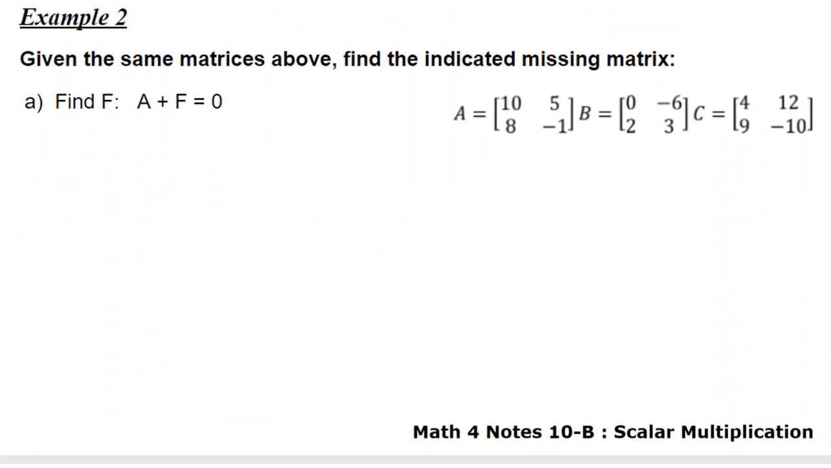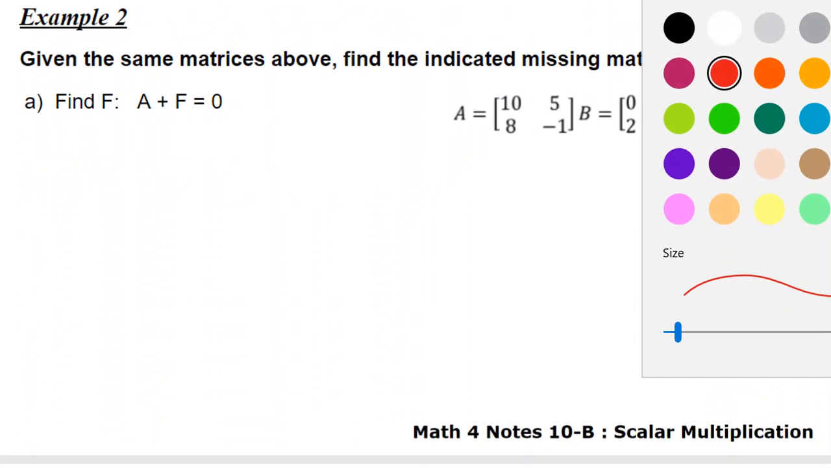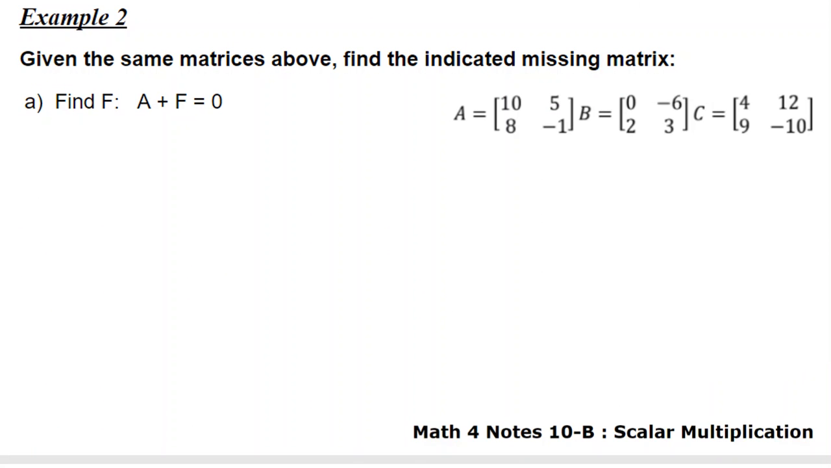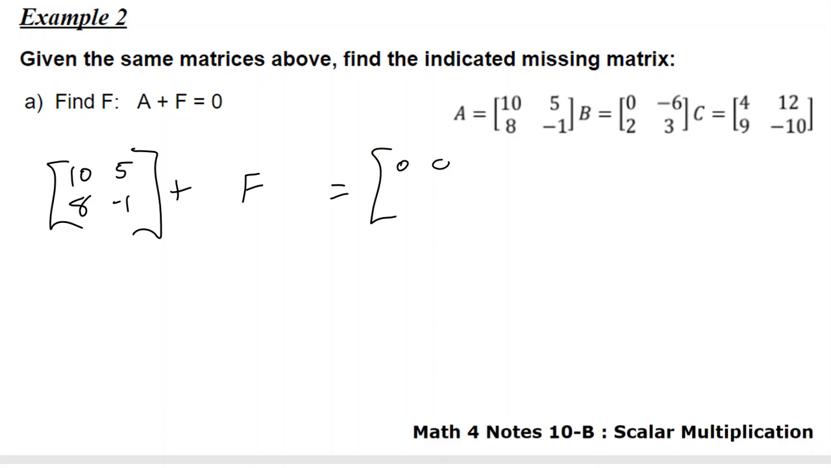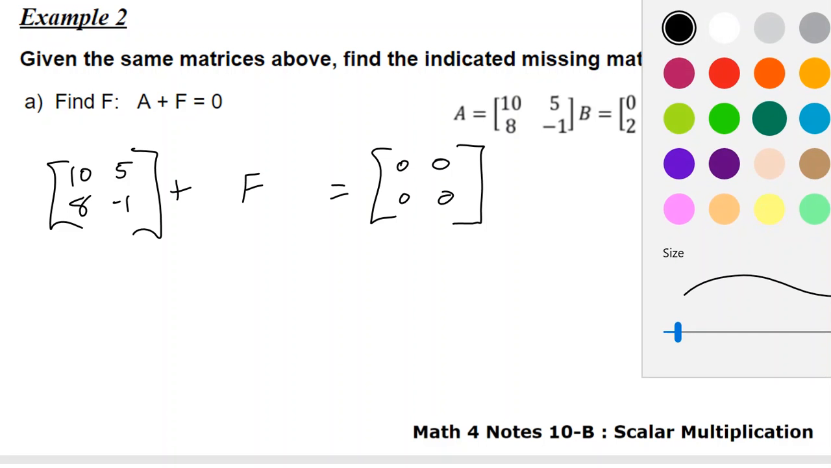All right, now we're going to take these same matrices, but we're going to play a different game with it. We're going to try and find the missing matrix if A looks like that. And whatever F is should equal the 0 matrix. Since we're doing addition here, we can assume that since A is a 2 by 2, then the 0 matrix must be a 2 by 2 also. It's going to have to be that way if we're adding. So the question becomes, what is F to make this situation right?